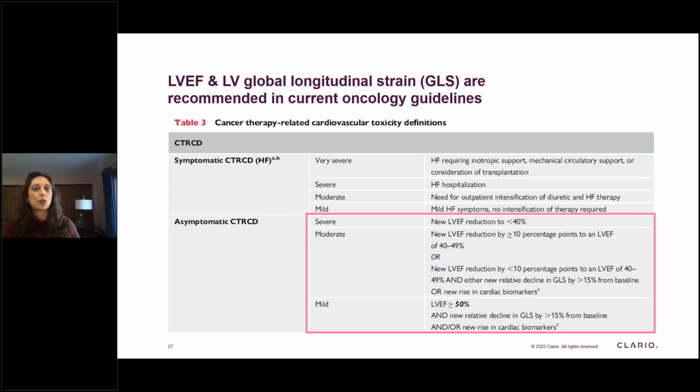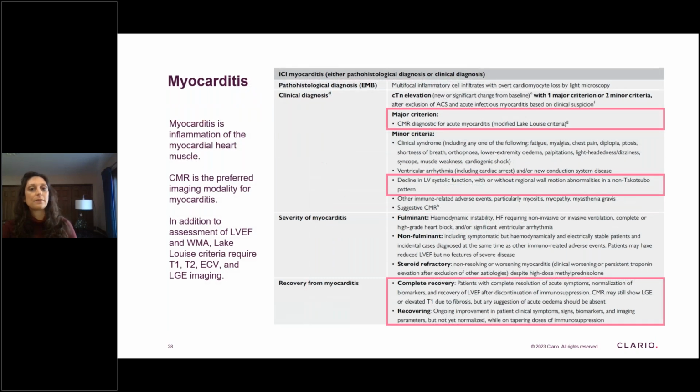On the next slide, we'll turn and talk about myocarditis. That's the inflammation of the myocardial heart muscle. You'll see here is another graphic from the guidelines. The pink boxes, again, are where they utilize cardiac imaging. And in this case, CMR is the preferred imaging for myocarditis. So you'll see the major criterion for diagnosis is actually via CMR using the modified Lake Louise criteria. And on the next slide, we'll dive into the Lake Louise criteria a little bit more.